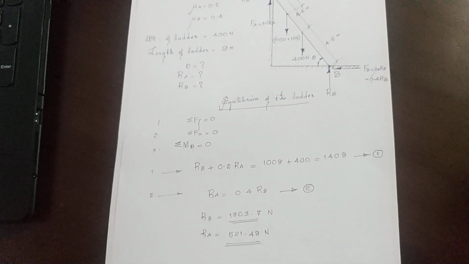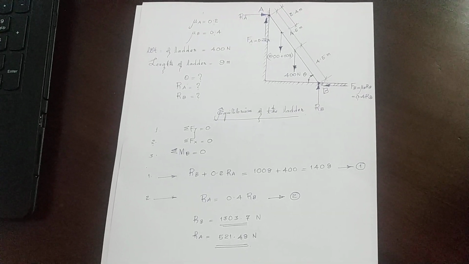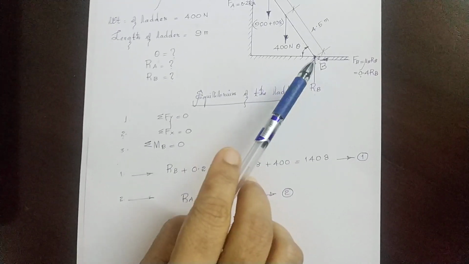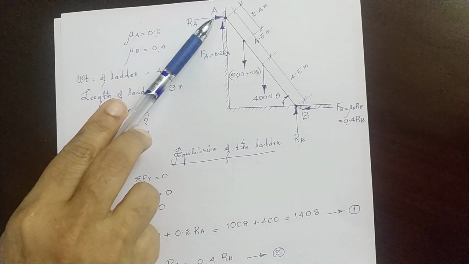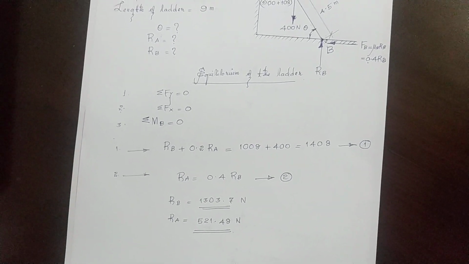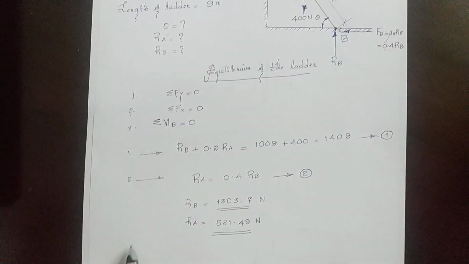So the first part of the question is solved. The question was to determine the reactions of the ladder and the floor and the ladder and the wall. So RA and RB were found out. The second part of the question is, what is the inclination of the ladder? What is theta?